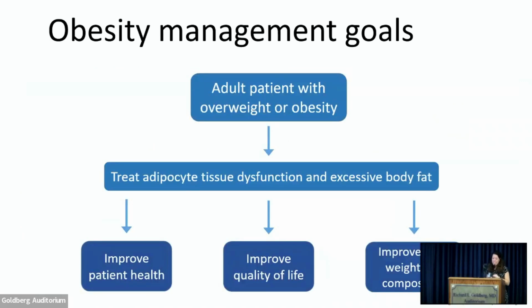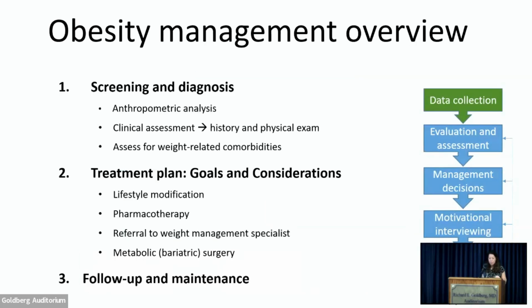So overall, obesity management goals: once you identify an adult patient with overweight or obesity, the goal becomes to assess and then treat any underlying adipocyte tissue dysfunction and excess body fat, with the ultimate goal to improve patient health, improve quality of life, and improve body weight and composition. And so how do we approach this in clinical practice?